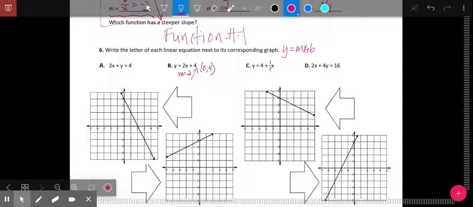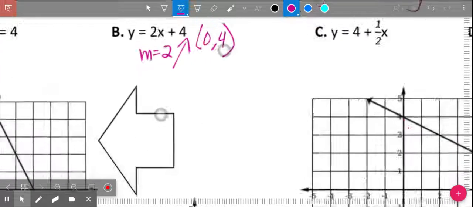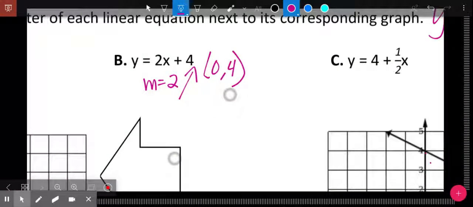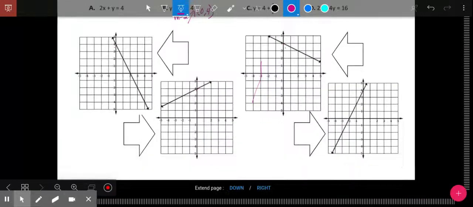Oh, it looks like all of them are. Aren't I tricky? I did not make this one easy today. So all of them go through positive 4. That means we don't really care what the y-intercepts are because they're all going to be the same. This one, though, says my slope is positive 2. So I first need to find which ones are going up. Well, this one's going up, so it could be this one. This one's also going up, so it could be this one.